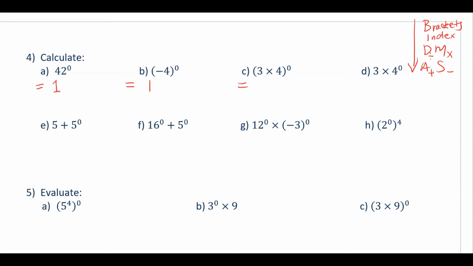Next thing, your brackets are still there. So the brackets are allowing you to apply 0 as a power to everything. So the answer is 1.